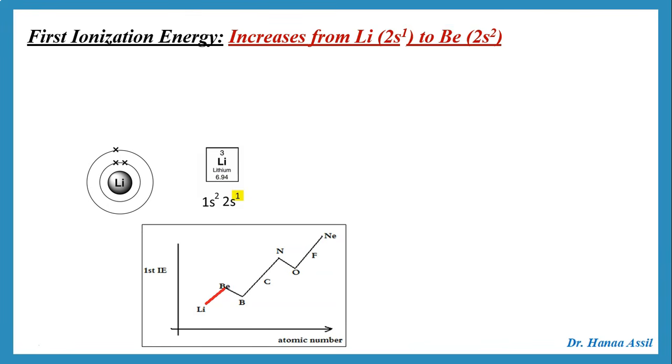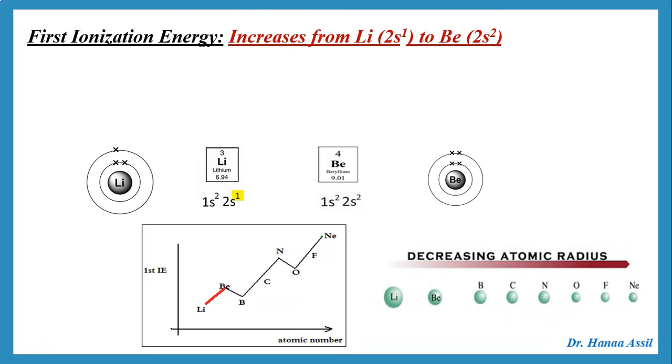I have one electron, I'm going to remove it, so I will need a certain amount of energy. Now, if I go to beryllium, I'm trying to remove the electron from a 2s, and the 2s has 2 electrons, that is stable. So, we said as we go from left to right, the beryllium, for example, has 4 protons attracting the 2 energy levels.